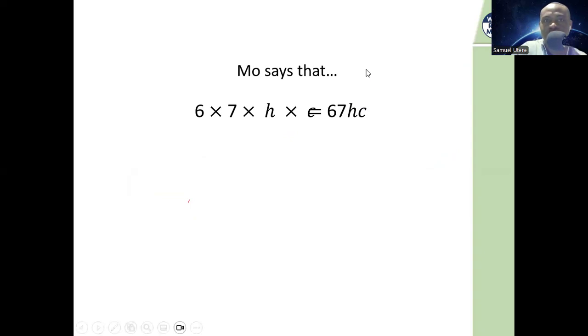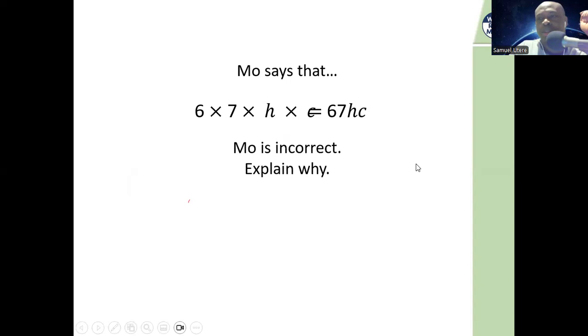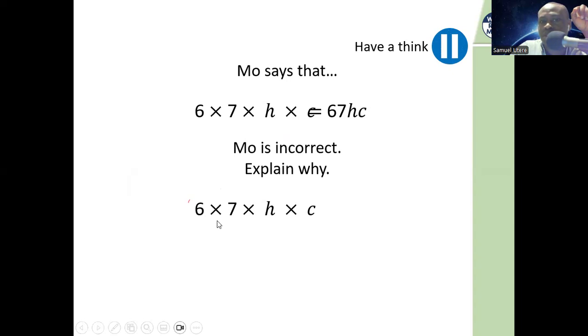Mo says that 6 times 7 times H is equal to 67HC. What do you think? I think Mo is incorrect. So in algebra, you need to know that the numbers must multiply each other. So 6 times 7, you have to actually multiply the number out. So it's 42 times h times c.